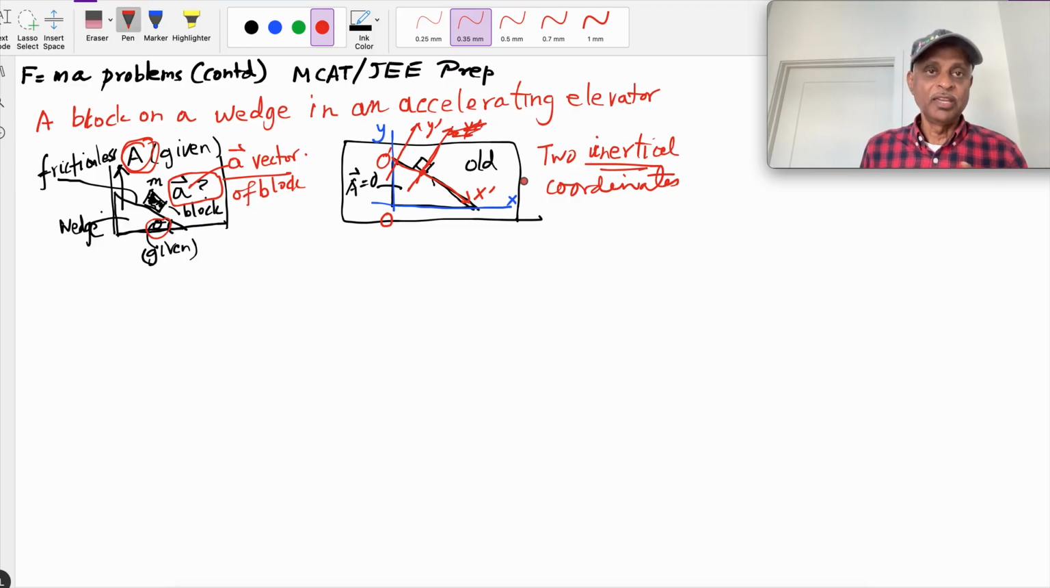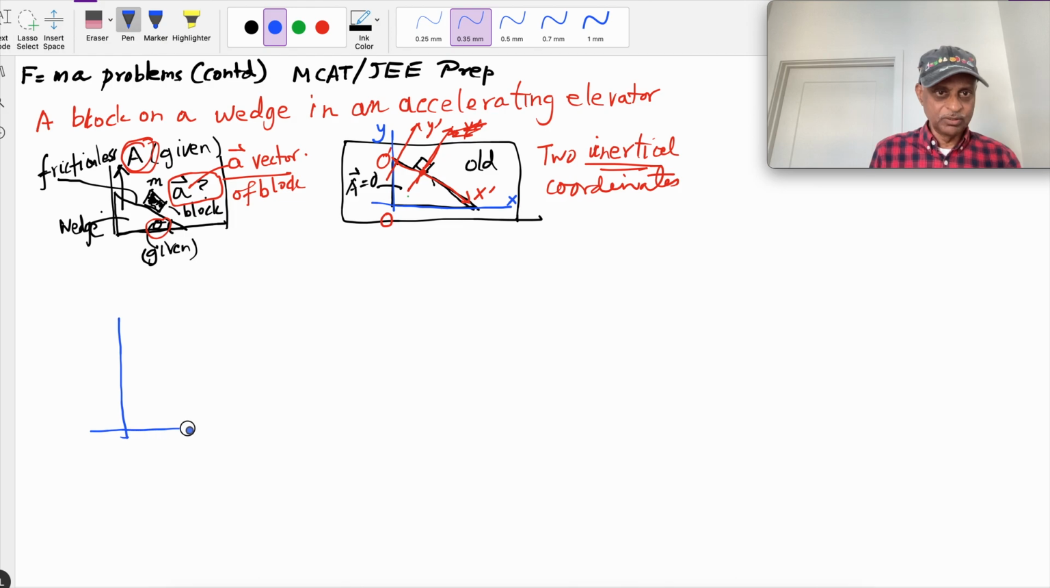Here we can't do that, because this thing is accelerating. Neither of these two frames will work. So in this case, I will have to have a third frame, like a ground frame. This is the ground, so this will be my inertial frame, tied to ground. This will be my y-axis, and this is the x-axis.